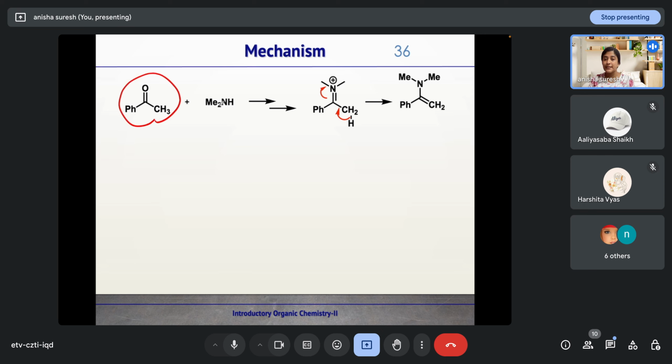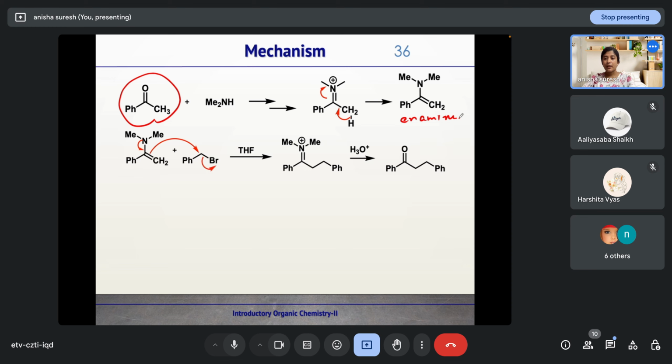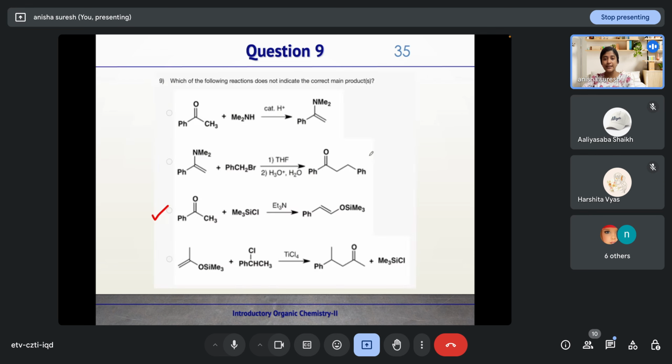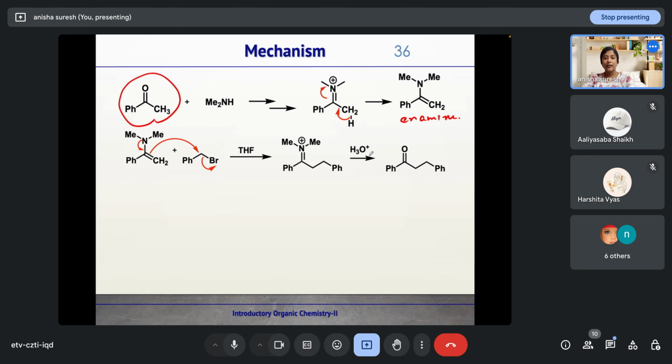This ketone in the presence of this dimethyl amine will lead to formation of enamine. First this imine will be forming, and then it can tautomerize, leading to formation of this enamine. Now coming to the next reaction. So this enamine can attack on this benzyl bromide in SN2 fashion, leading to formation of this intermediate, and upon hydrolysis, as it is given here, it will give this compound, this ketone.